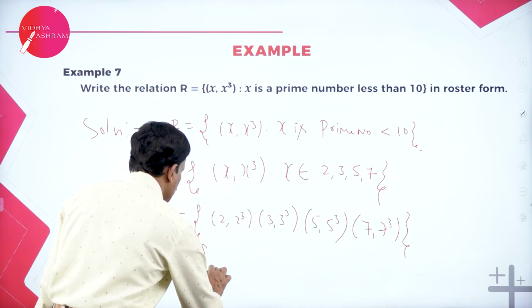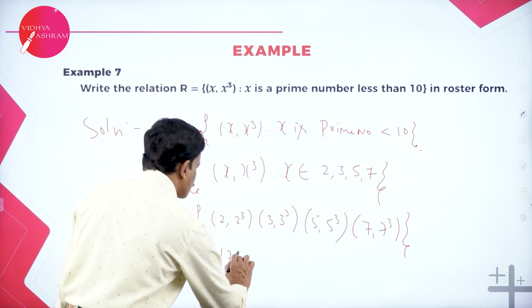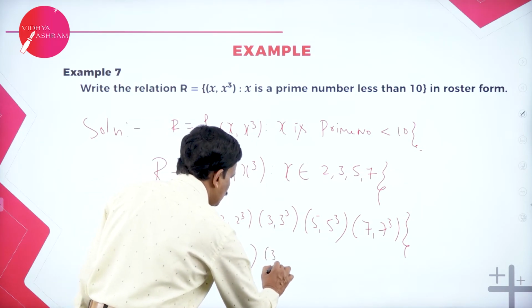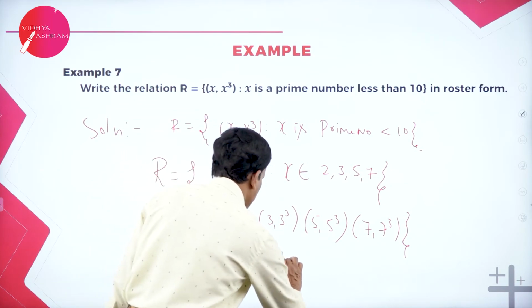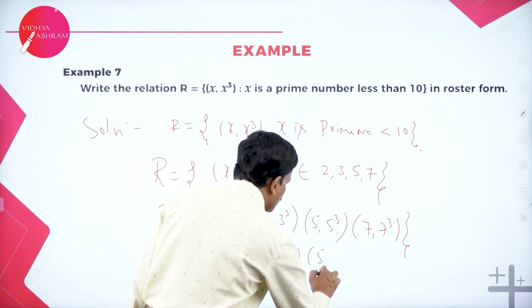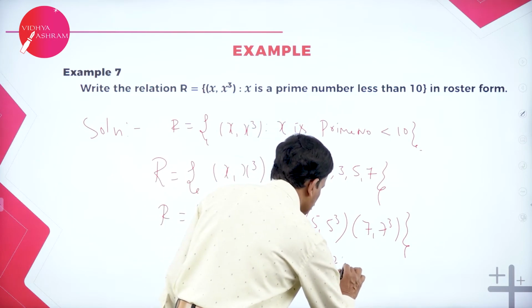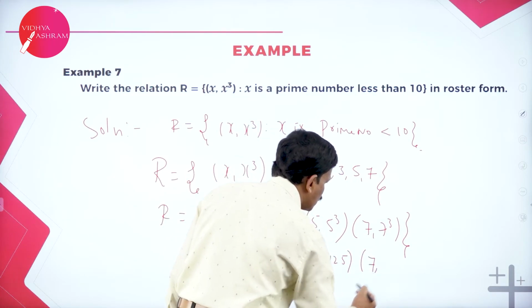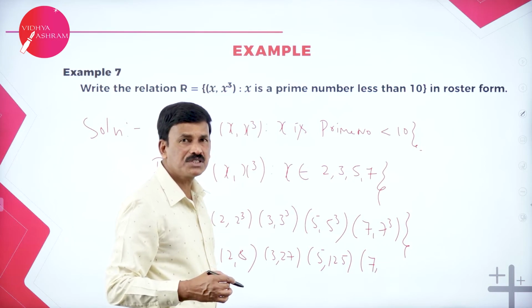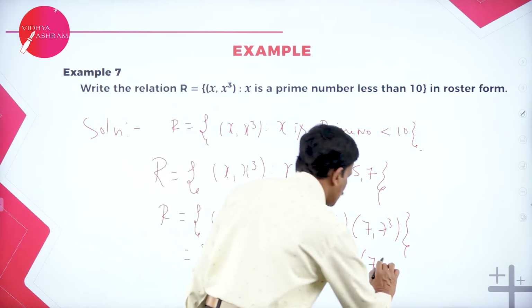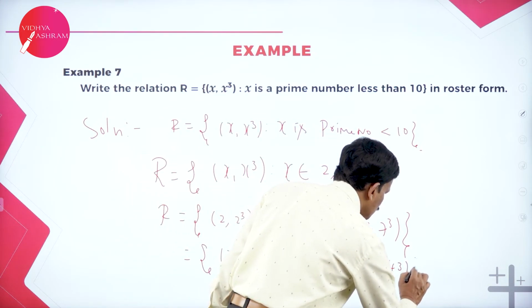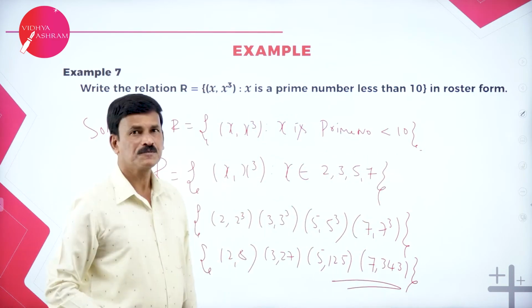So this can be written as 2 comma 2 cubed is 8, then 3 comma 3 cubed: 3 threes are 9, 9 times 3 is 27; then 5 comma 5 cubed: 5 fives are 25, 25 into 5 is 125; and the last one is 7 comma 7 cubed: 7 sevens are 49, 49 into 7 is 343. So these are the elements. That's it.